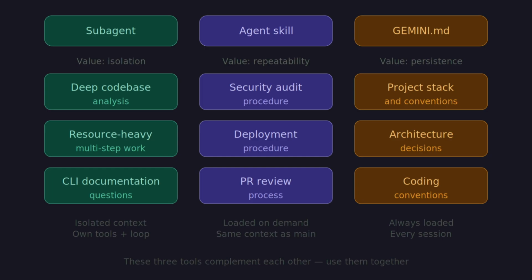Use an agent skill when you want Gemini to follow a specific workflow or apply domain expertise for a class of tasks. Security audits, deployment procedures, PR reviews, migration patterns. The value is repeatability and consistency. The same procedure applied correctly every time. Use Gemini.md for persistent context that applies to every session. Your project stack, conventions, architecture, not the right place for procedural workflows.